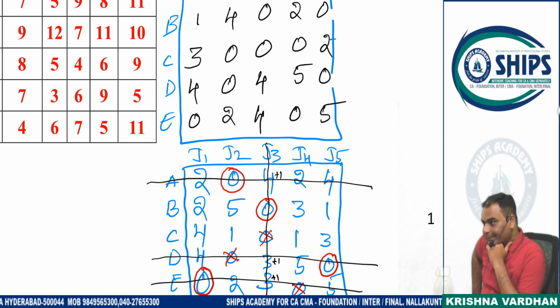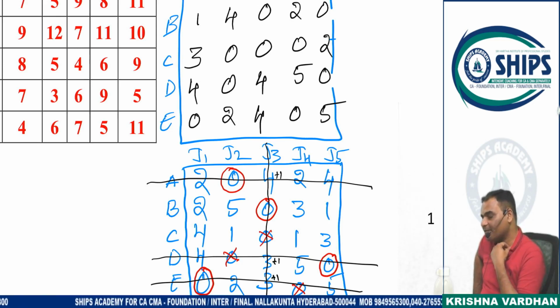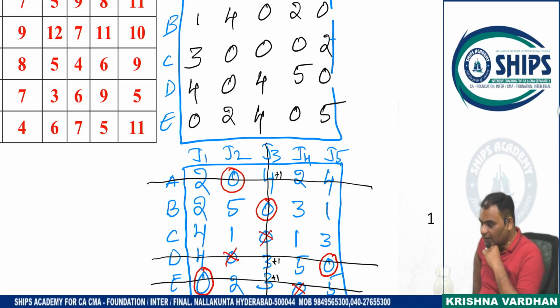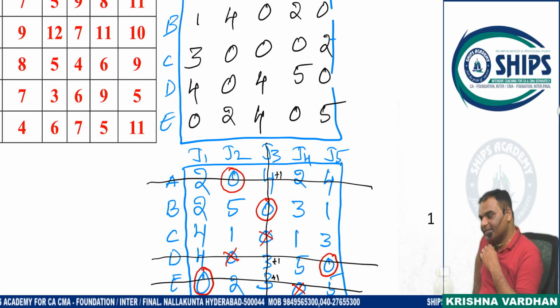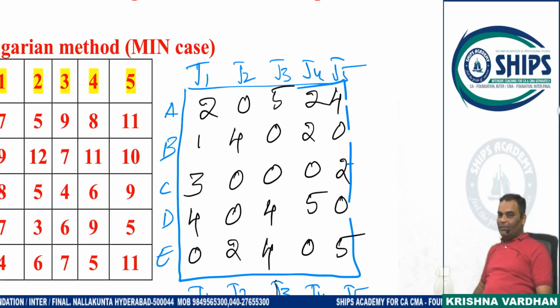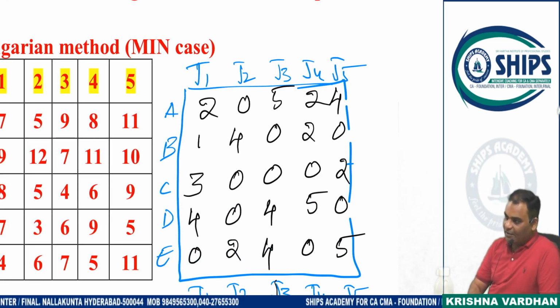What is the next step? Step number 6. Repeat. What was that circling step number? Circling, boxing. So repeat step 4. What should we do? Can you tell me without referring to your notebook now? What is step number 4?